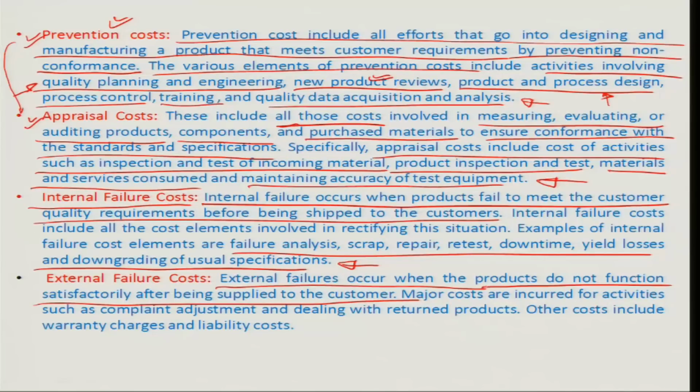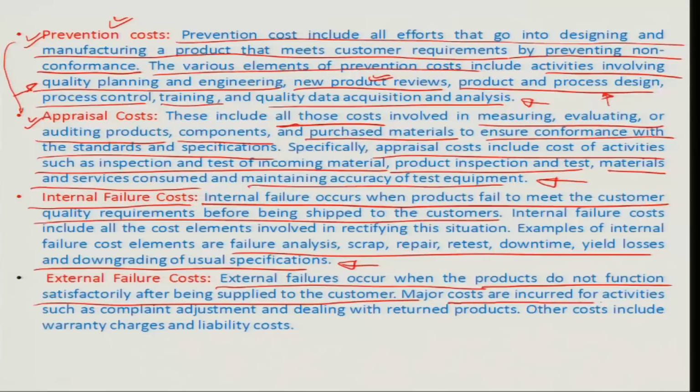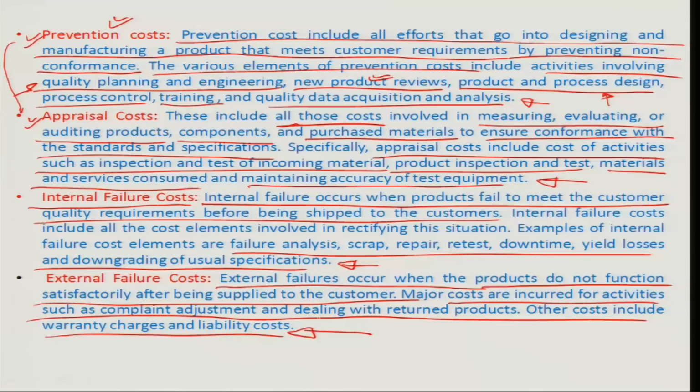Okay, so that's what these companies are mostly intending these days, that once it is sold to the customer, the liability of the failure is also partly owned by the company. And so these are major costs which are incurred for activities such as complaint adjustment, dealing with returned products, and other costs like warranty charges, liability costs, etc. These by and large should be avoided and should be limited to the internal failure cost level. So this is the cost structure for ensuring that there is a quality system in place or in deployment.